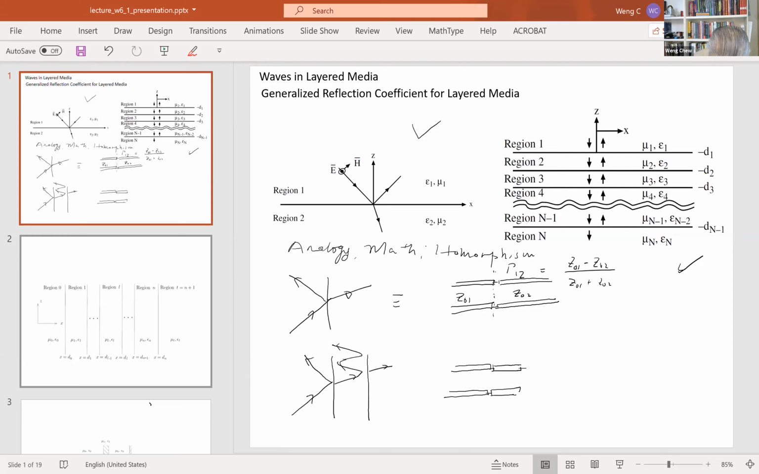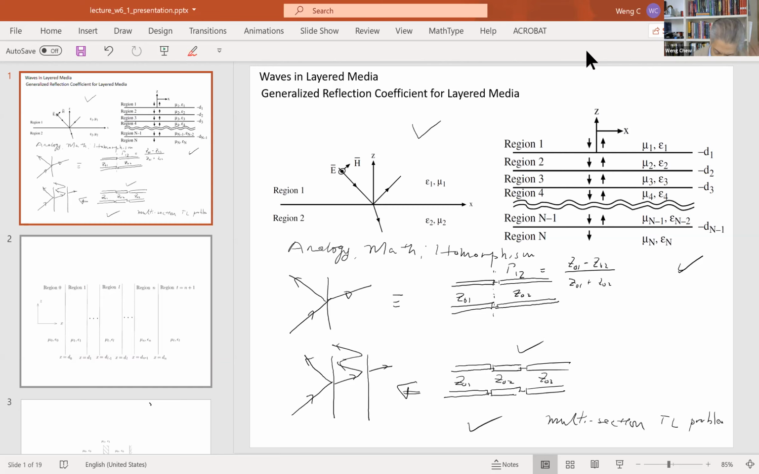You have a middle section and then another section, an infinitely long transmission line, Z03. We already learned how to solve this problem. We already learned how to solve the multi-section or multi-junction transmission line problem. Okay, and we can use this to help us solve this problem. So let's revisit this problem then.